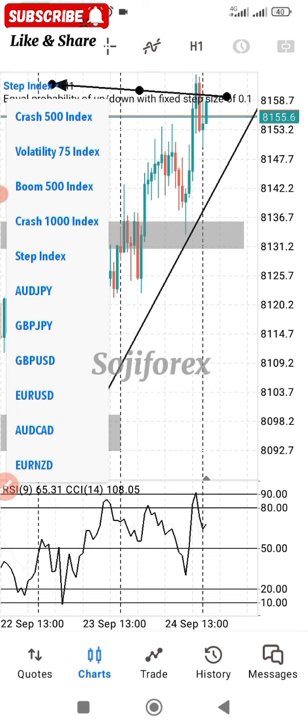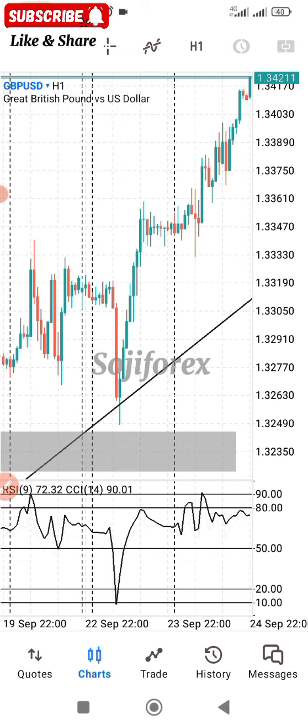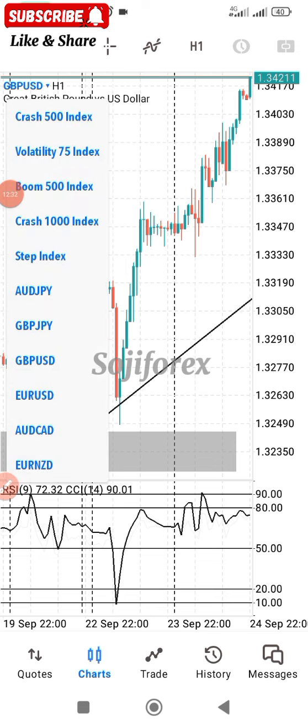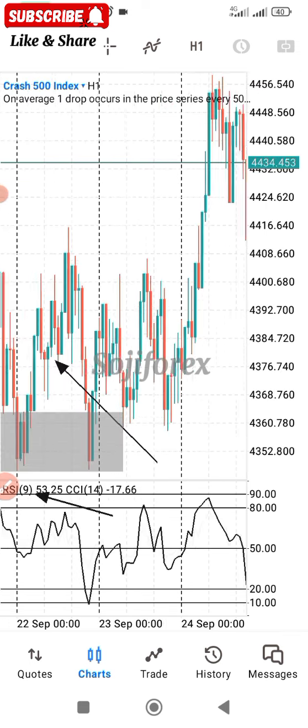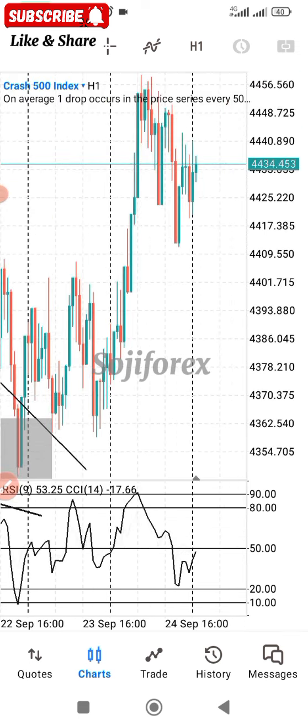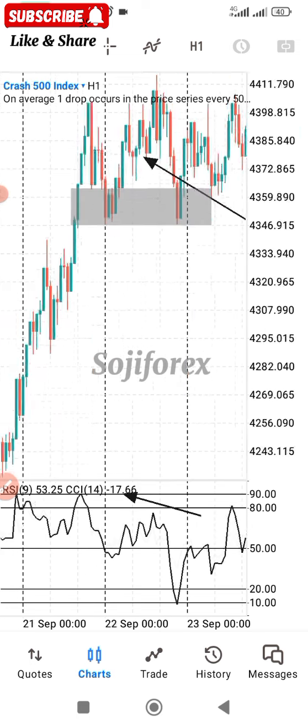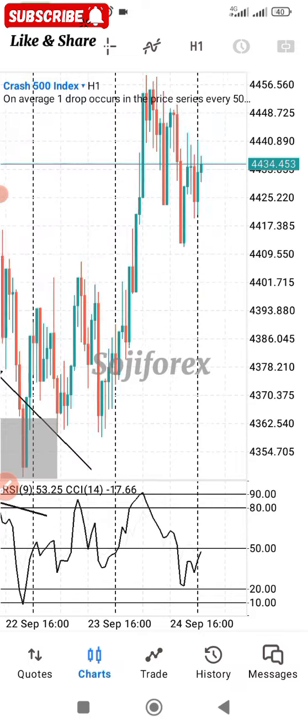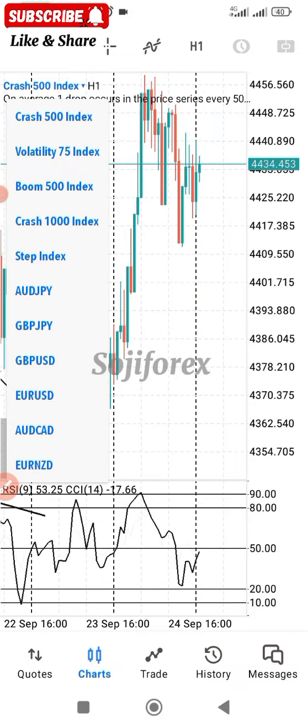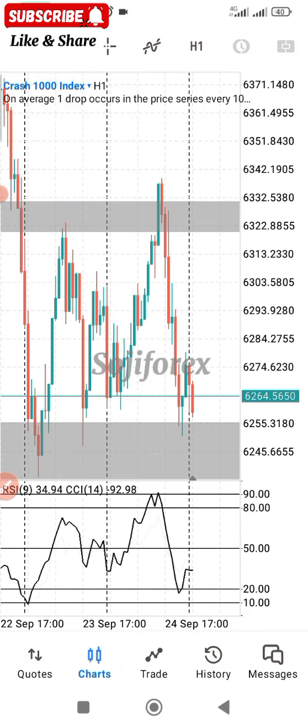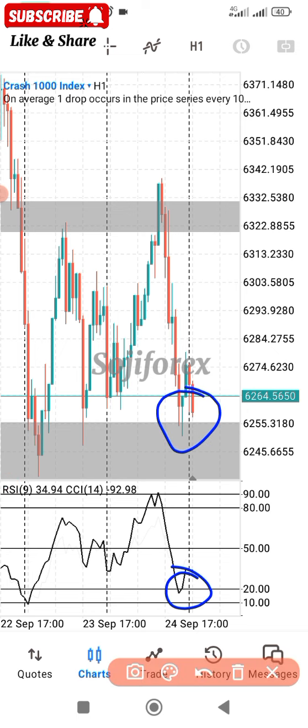We have shown examples of how we use it to trade currency pairs, as well as our boom and crash. This as well can be used in trading boom and crash. So it works on everything. Here again, after this rejection, we are hoping to have our trade entry.